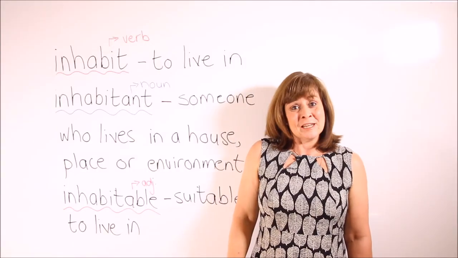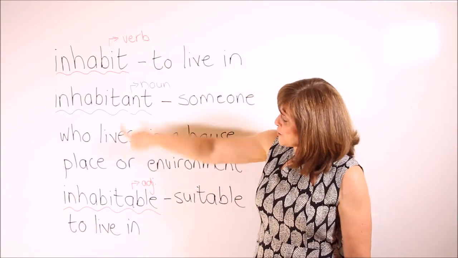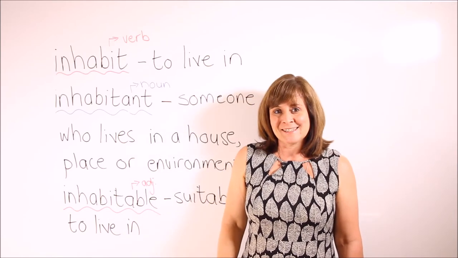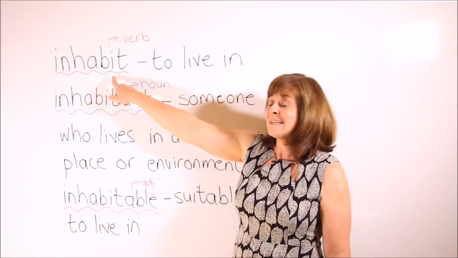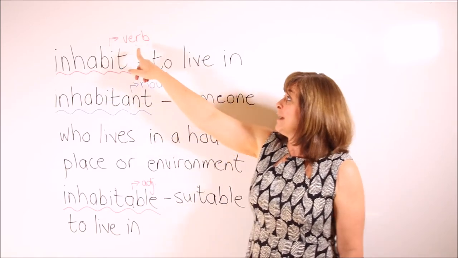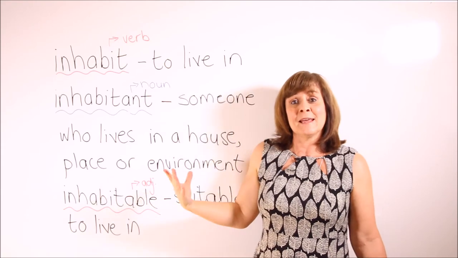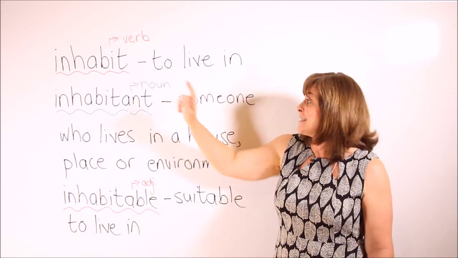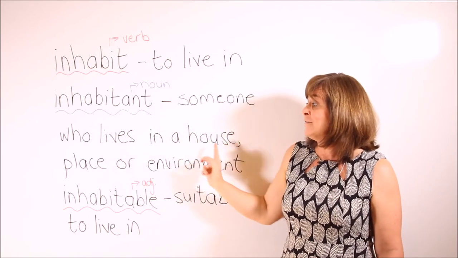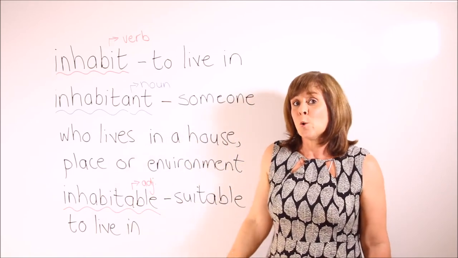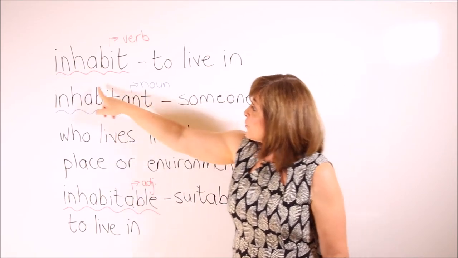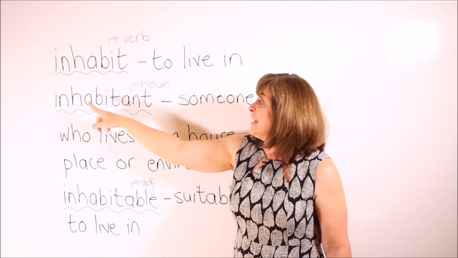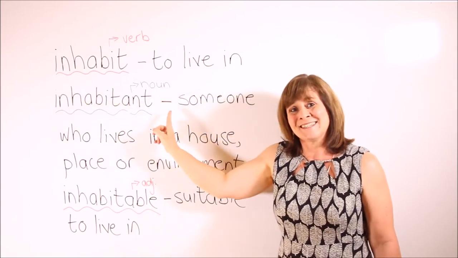Our first family of words, one, two, three of them, refers to living in a place. The first word is inhabit. It is a verb and it means to live in a place or an environment. Inhabitant is a noun that means someone who lives in a house, a place, or an environment. Notice how we form the noun. We add the suffix ant, and then the word becomes inhabitant.